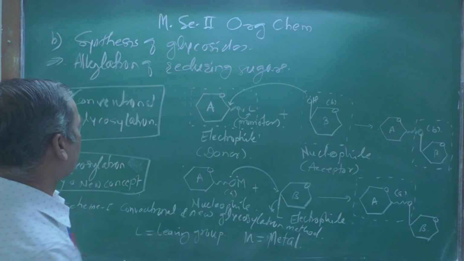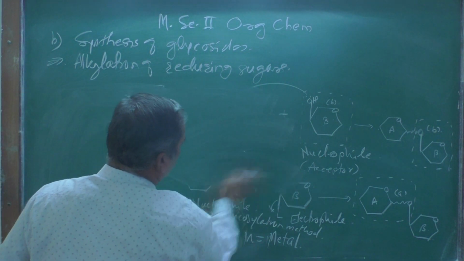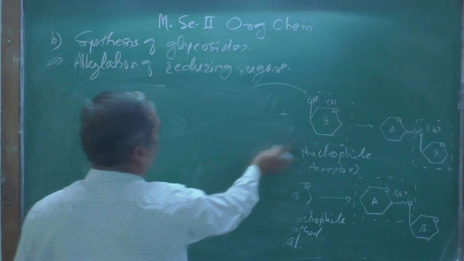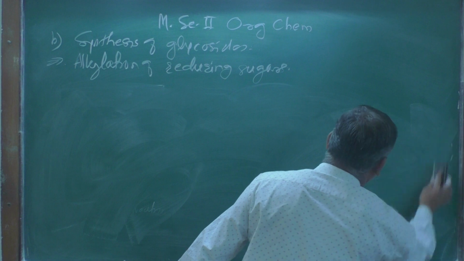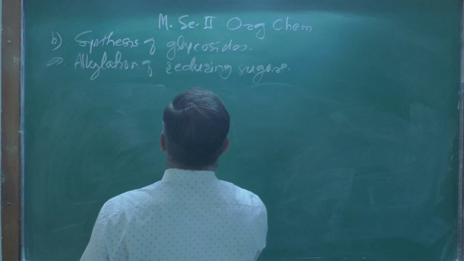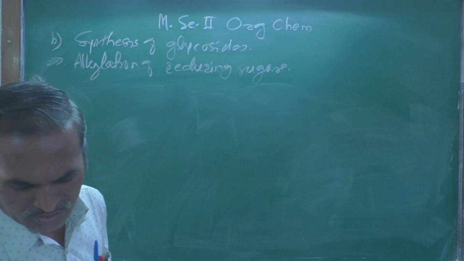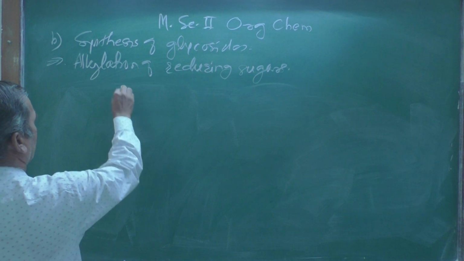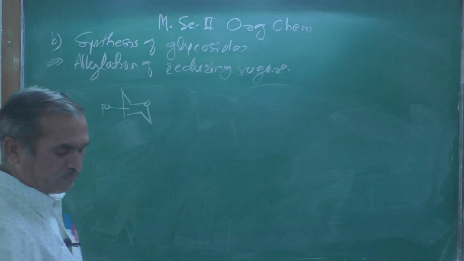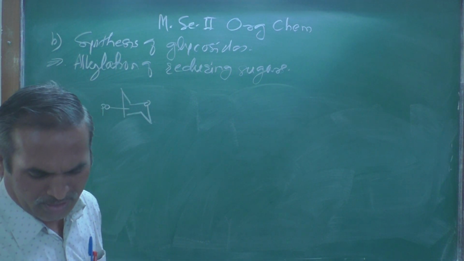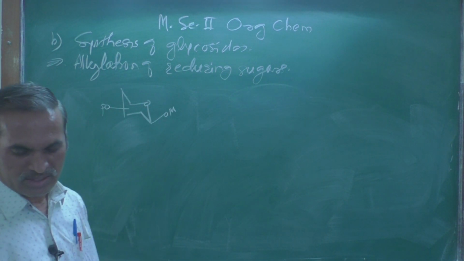Let me show you how, after the alkylation, that compound becomes non-reducing. After that we are going to determine whether it is a reducing sugar or a non-reducing sugar after the O-alkylation. Suppose we have a general reaction over here. Here is generally a PO, a phosphate-containing compound, and there is an O, M, where M is a metal once again.